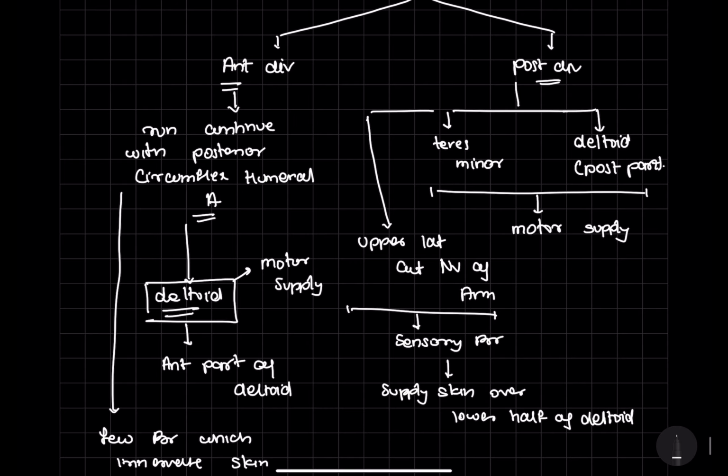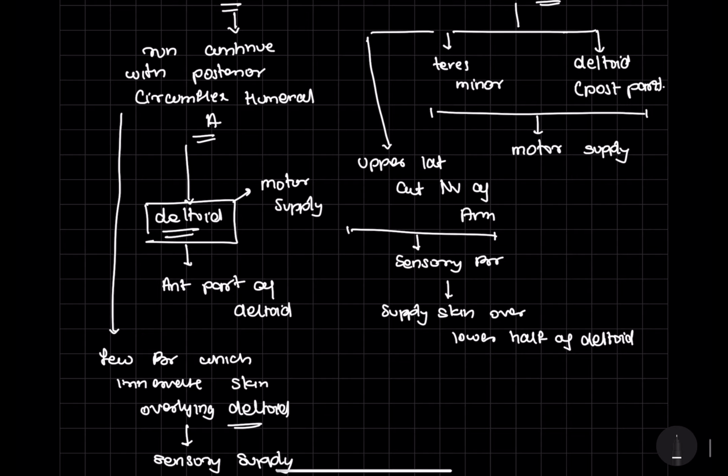Now coming on to the anterior division, it would run with the posterior circumflex humeral artery. Then it would give off two branches. The one would be the motor branch, one would be the sensory branch. The motor branch would supply the deltoid, the rest of the deltoid or the anterior part of the deltoid.